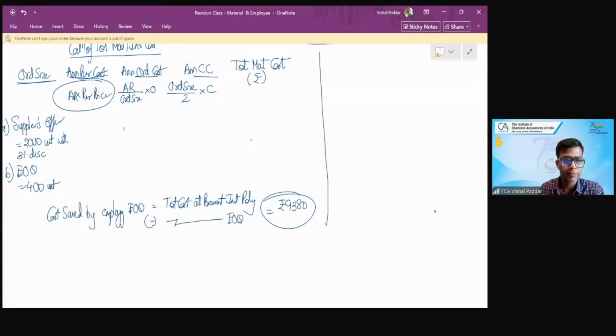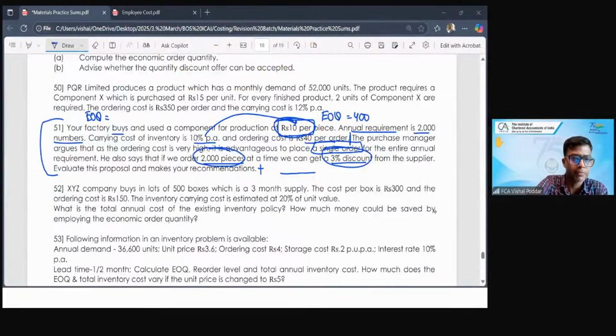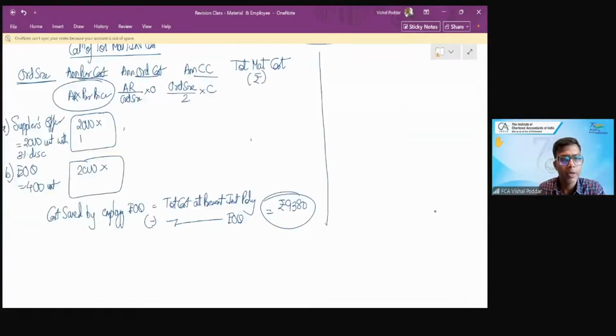How it is going to change? Now here in supplier's offer, AR is 2000. EOQ, AR is 2000. AR is not changing. But what is changing is the price. Now see, our original price is rupees 10 per piece. However, here it will be 10 minus 3%. Here it will be 10. Why? Because here there is no discount. Here there is a 3% discount. So when I'm now finding out my purchase cost, the purchase cost will differ because of this.